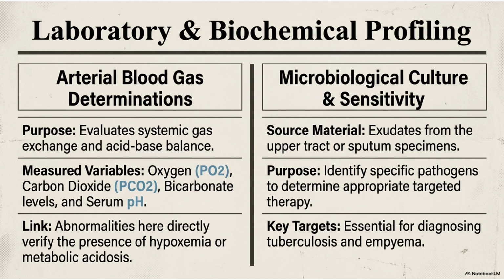Two essential lab tests are arterial blood gases, which directly verify hypoxemia or metabolic acidosis, and microbiological cultures, when we do sputum cultures and so on, which identify specific pathogens to determine the most effective targeted therapy for infections like TB. Remember, all of this is related to diagnosis, right? We're trying to figure out what is wrong, and we need to get specific information to be able to treat a specific disease.